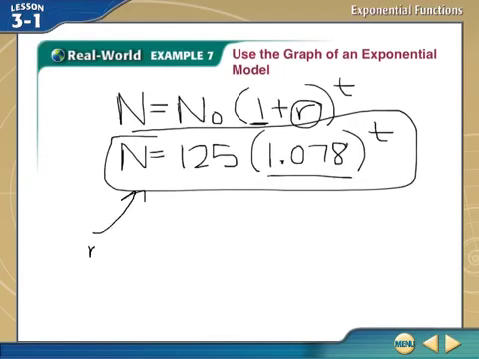This is our model, our mathematical model. It allows us to use any value of T and find N, which is the number of deer, T years after 2000.